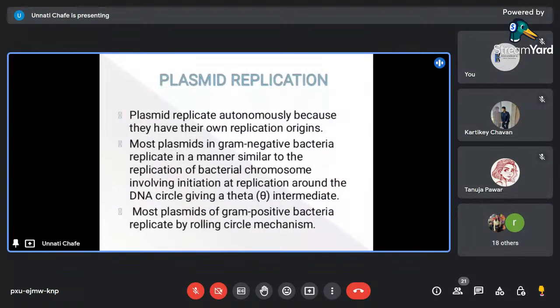Plasmids replicate autonomously because they have their own replication origin. Most plasmids in gram-negative bacteria replicate in a manner similar to the replication of the bacterial chromosome, involving initiation at the replication origin and proceeding around the DNA circle, giving a theta intermediate. Most plasmids of gram-positive bacteria replicate by a rolling circle mechanism.